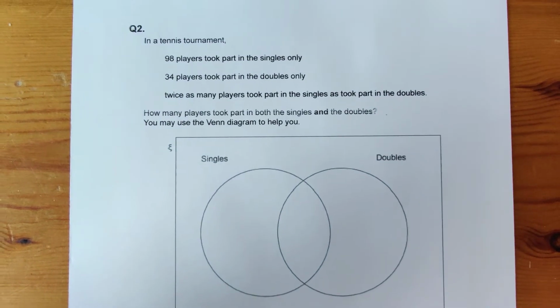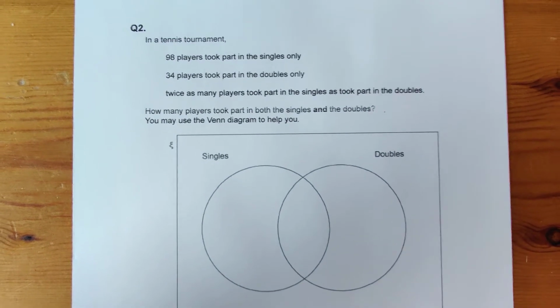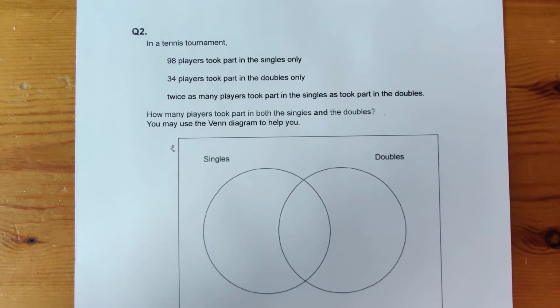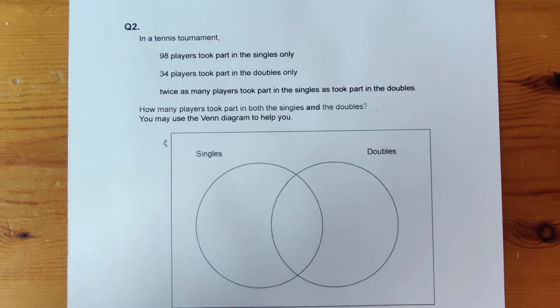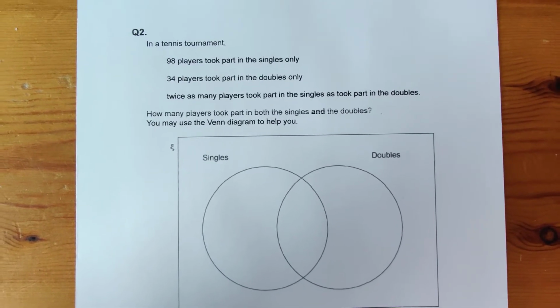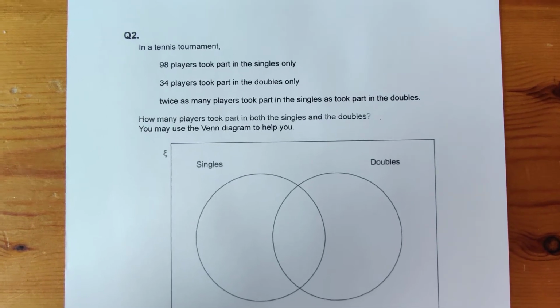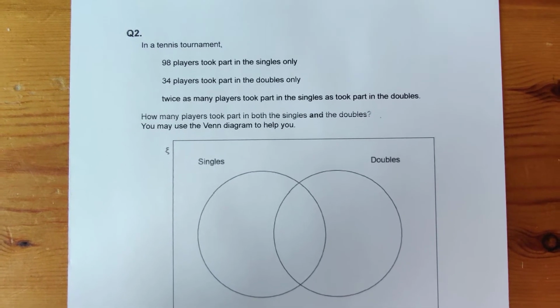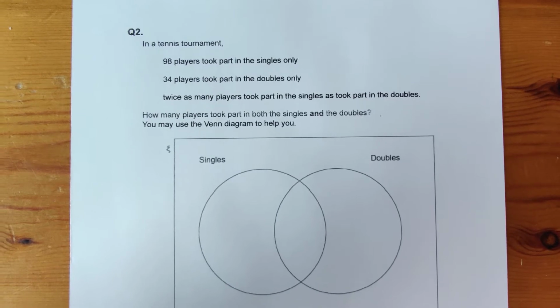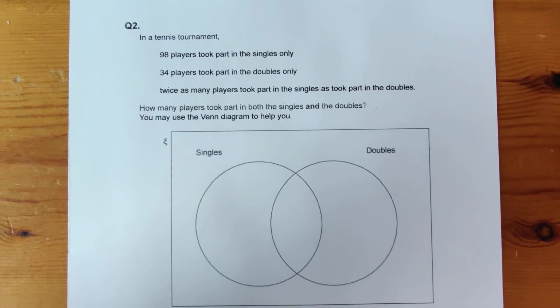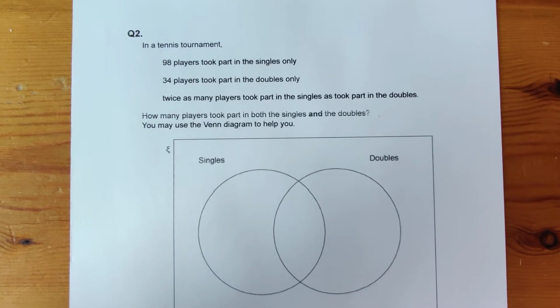Here's an example of a Venn diagram's probability question. Quite a tricky one, this one. In a tennis tournament, 98 players took part in the singles only, 34 players took part in the doubles only. Twice as many players took part in the singles as took part in the doubles. How many players took part in both the singles and the doubles?